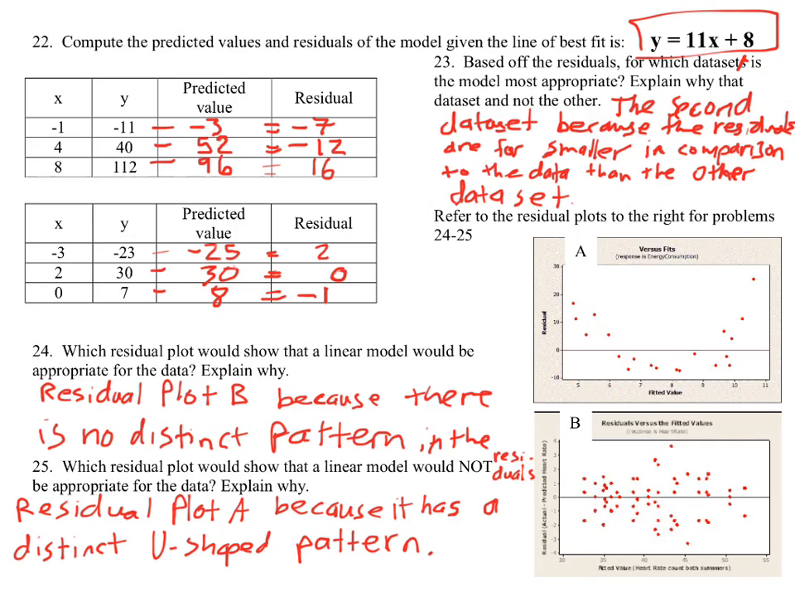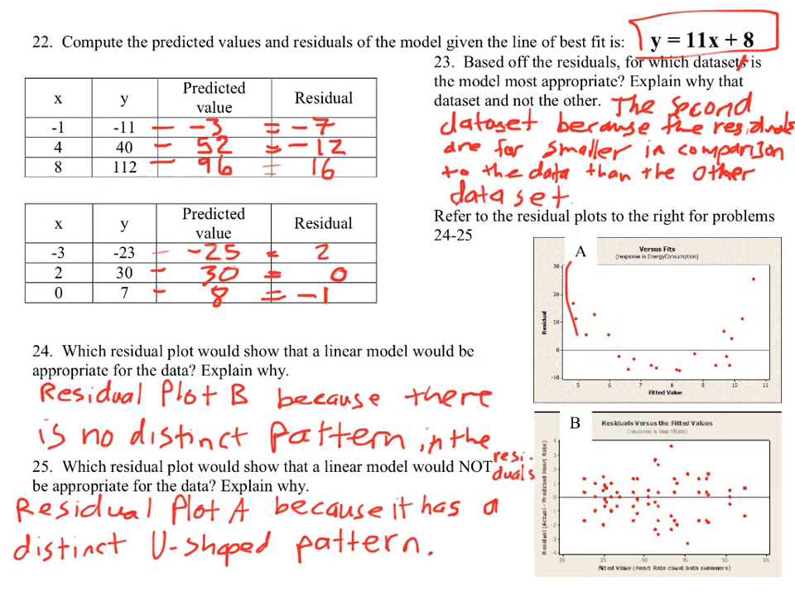That brings us to the last two questions. On 24, for which residual plot would a linear model be appropriate for the data? Why? Well, residual plot B. If you look at the spread of the data here, it's fairly sporadic and there's no particular pattern with it, and that would mean that the residuals are random, and that means that a line is a good fit for the data. That's just what happens with the residuals.